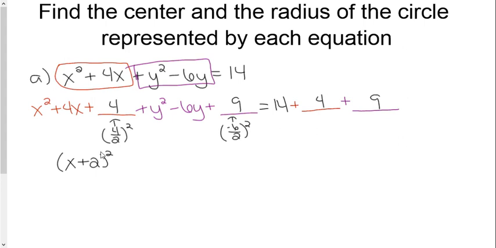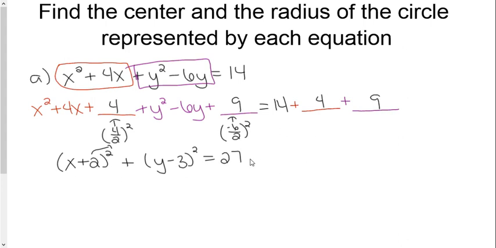So this number came from that. So plus y. Now what is negative 6 divided by 2? Well, it was negative 3. So negative 3 goes inside. So y minus 3 squared. And that is equal to, well, what's 14 plus 4 plus 9? Well, 14 plus 4 plus 9 is equal to 27.